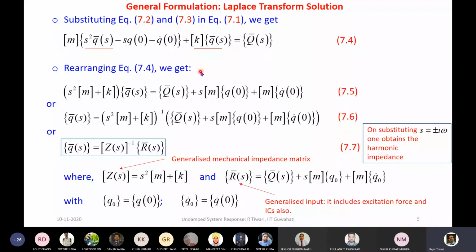So this is the inertia part which we obtained, and you can see that now the equation is in the Laplacian domain. This directly gave us the response in the Laplacian domain. This is the force. Now we are rearranging this.